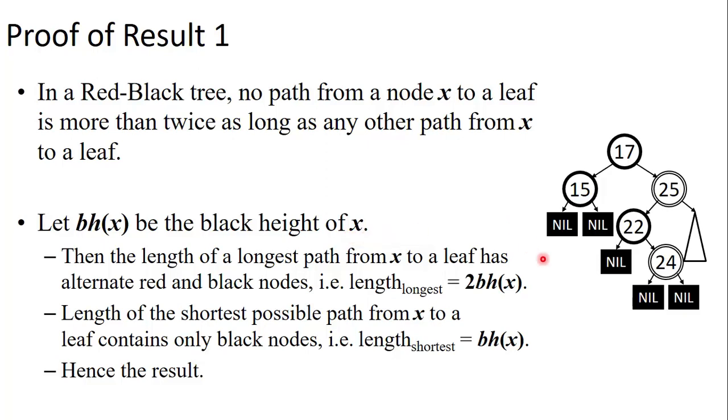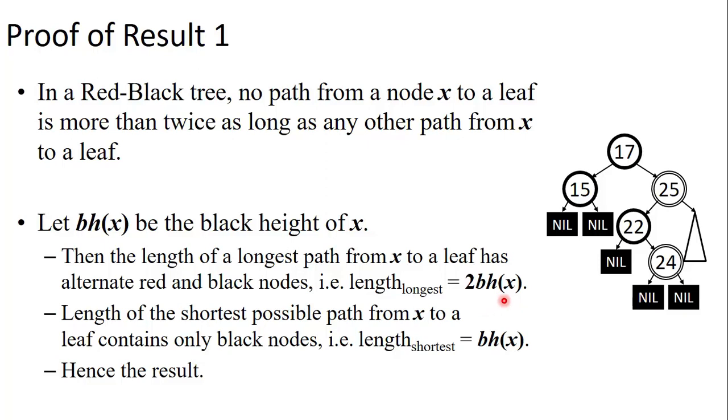Say, for example, consider this tree of black height 2. When we are considering the node 17, in the shortest path we can only have two black nodes, because deletion of any of the black nodes will violate the property of same black height across all paths. Whereas when we talk about the longest path from x to a leaf, we can only think of alternate red and black nodes, and that will be equal to twice BH(x), that is, twice the black height of x.